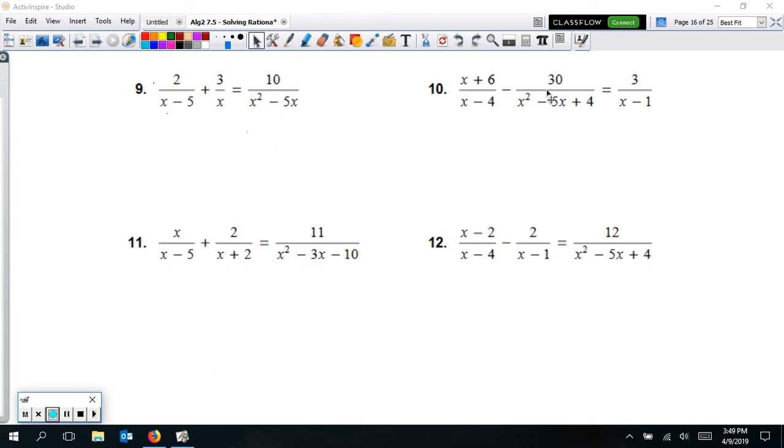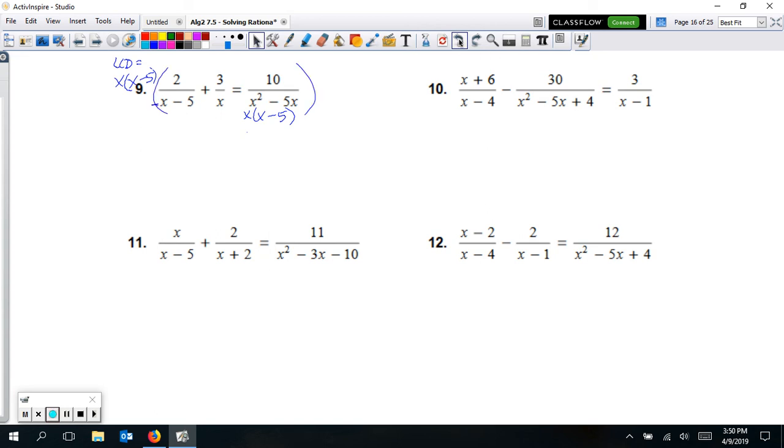Okay, so for number 9, we're doing the same thing, finding the LCD. So basically 9 to 12, doing that same method of just finding the LCD, multiplying by the LCD, and then solving the equation that's left. So on this one, for our LCD, we need to factor this x squared minus 5x because there's an x in both of those. So we need to see that as x times x minus 5. And we have an x and an x minus 5 over here. So our LCD is just x times x minus 5. So this is the LCD on this one.